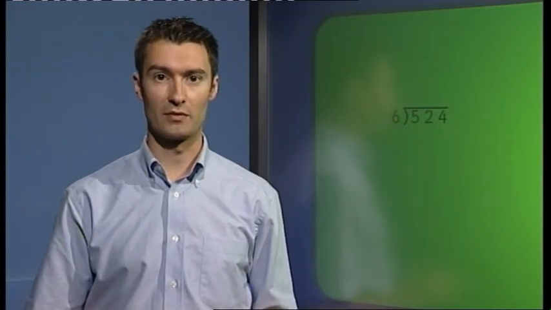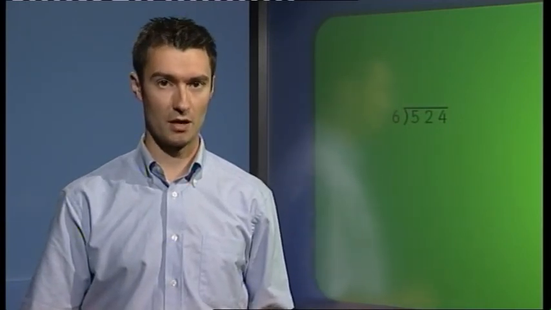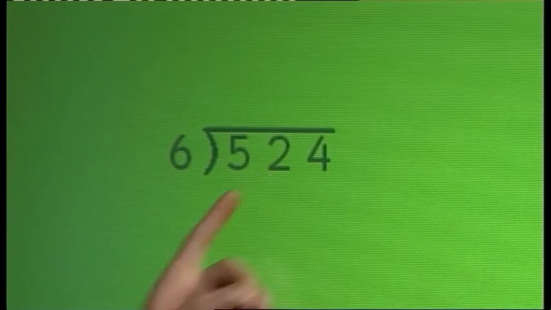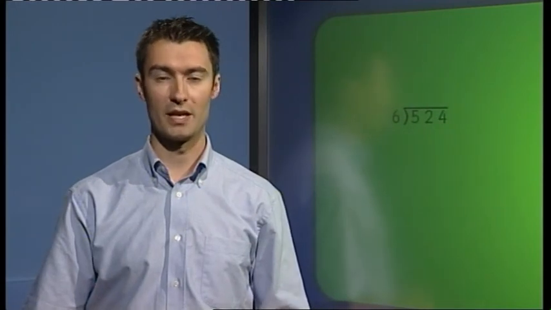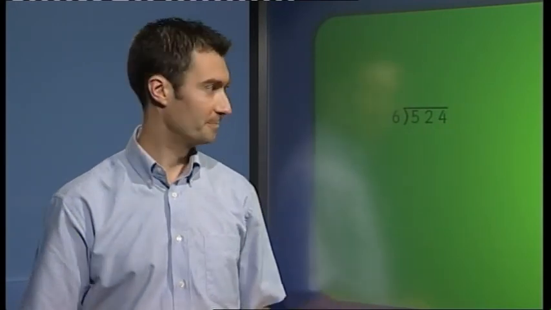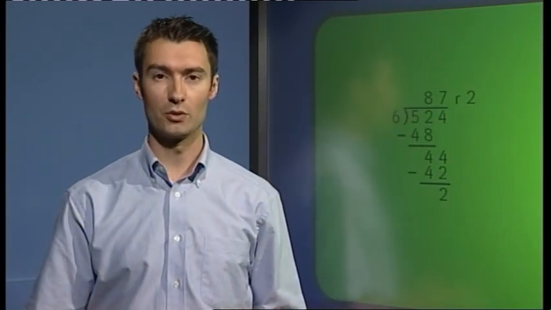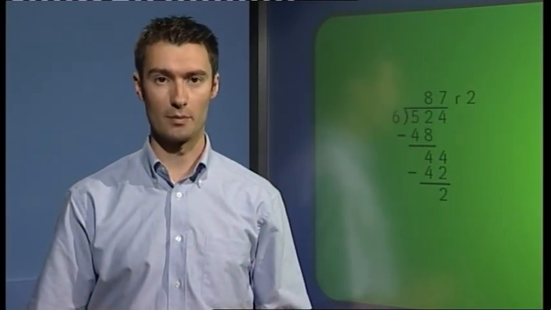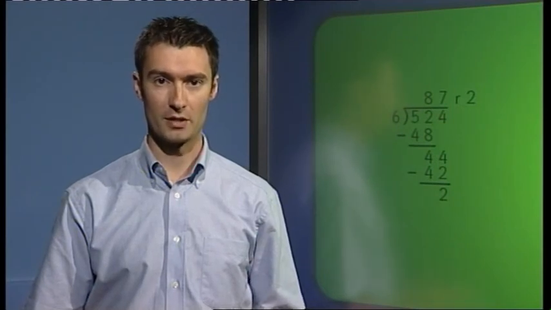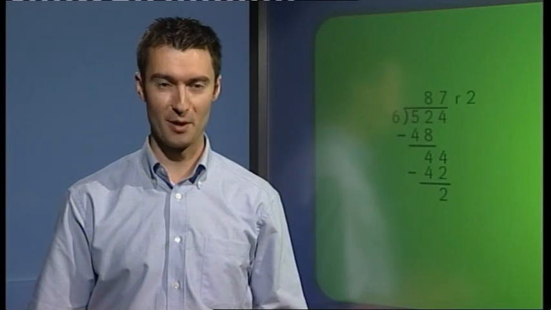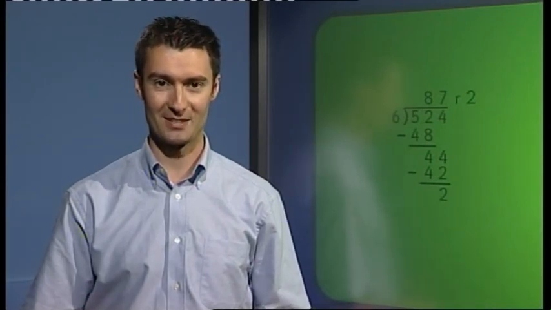Just as before, we have to look at the next digit and ask how many 6s are there in 52. Just like we did the last time we did this sum. And the rest of the sum is in fact the same as it was before. So, you can always do short division one column at a time. And that means that you're always getting the easiest questions to answer each time. And most important, you'll get the answers right.